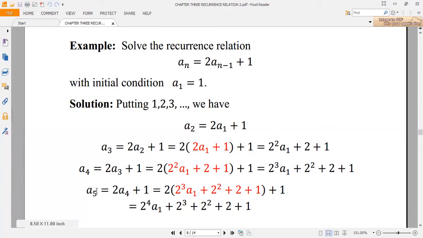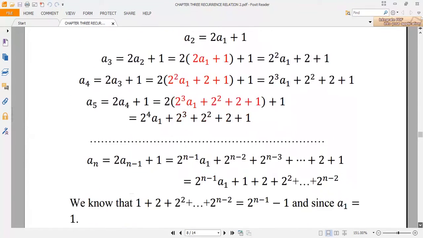And a5 is 2 times a4 plus 1, that a4 is defined here, then 2 times 2 to the power of 3, a1 plus 2 to the power of 2 plus 2 plus 1, plus 1. So which is 2 to the power of 4, a1 plus 2 to the power of 3 plus 2 to the power of 2 plus 2 plus 1. So clearly you can see that in a5, if it is an, then you will reduce 1 on this term, and on these terms you will reduce n minus 1, n minus 2, n minus 3, such plus something.